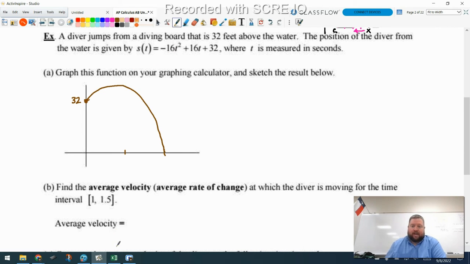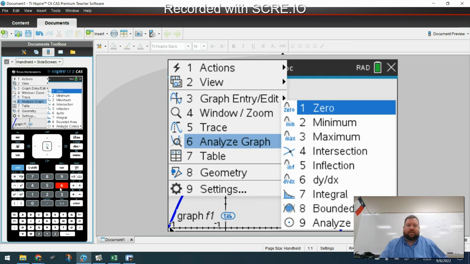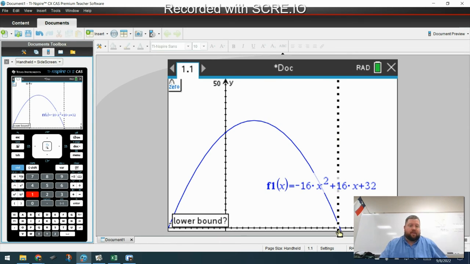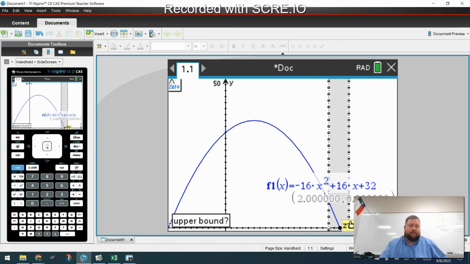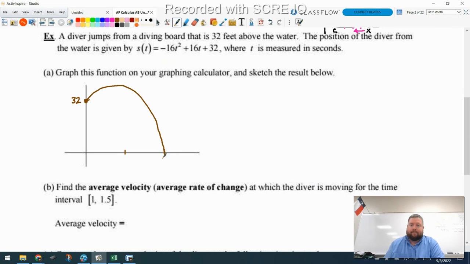So I could do it on the calculator, or we can do it by hand. I'll show you both ways. So on the calculator, you go to menu, analyze graph, and then zero. And we're finding the zero right here. So we're going to click on the left and the right. So it's x equals 2, or t equals 2. All right, so one's here, and one's going to be right there.